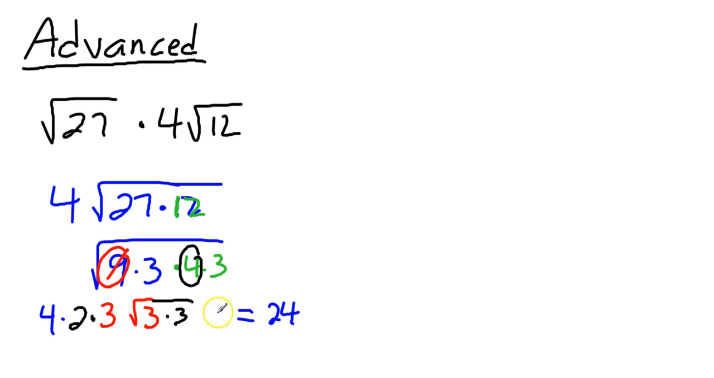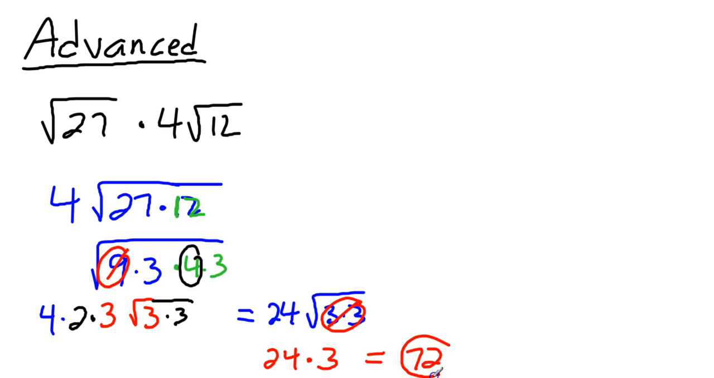On the inside, you've got 3 times 3. Well, that one left you with another perfect square root, right? Because there's a pair of 3s. So you can take that 3 out. So it's 24 times 3, or 72.